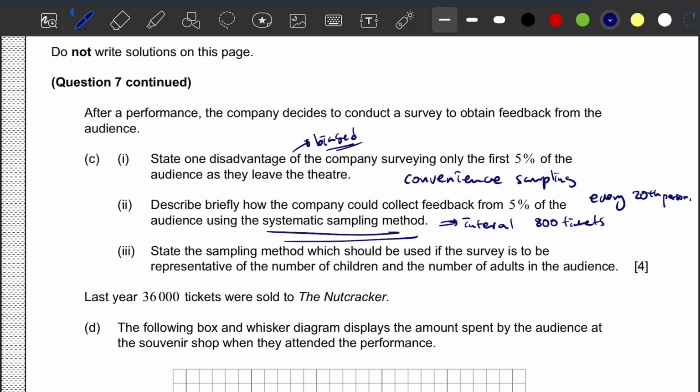Then CIII, we need to state the sampling method which should be used if the survey is to be representative of the number of children and the number of adults in the audience. So we have subcategories, and these are non-overlapping groups. Children and others are not overlapping. So non-overlapping groups means we are using the quota sampling method.